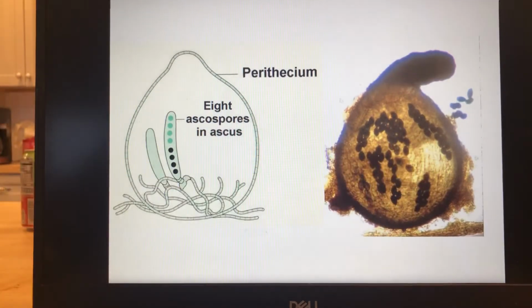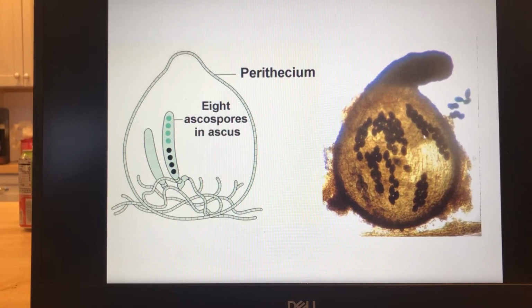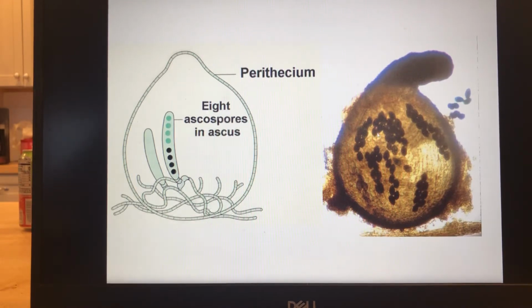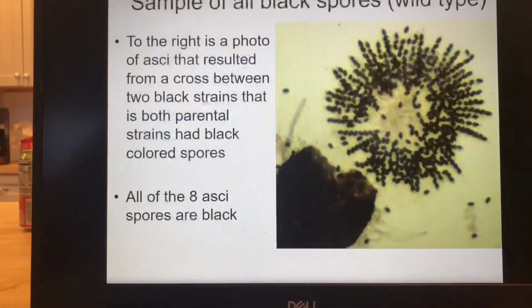And you can see the little ascospores inside the ascus, and there's bunches of asci in one perithecium. It's like, I don't know if you've ever gone on hikes and you see this ball of something and you blow it open, and there's all these little things that come out of it. That's kind of what this is an example of.